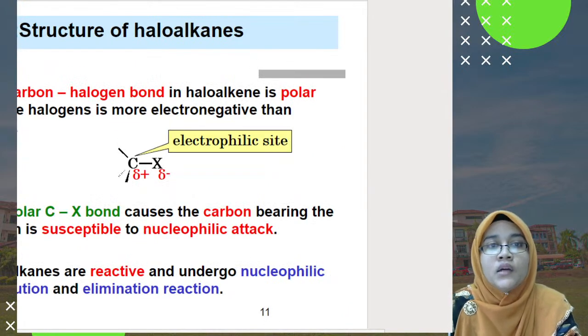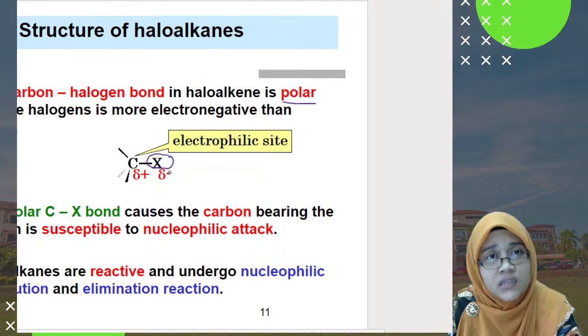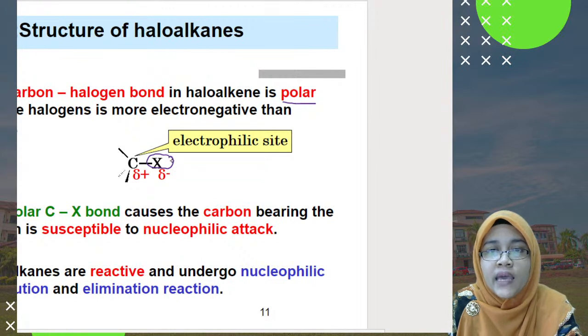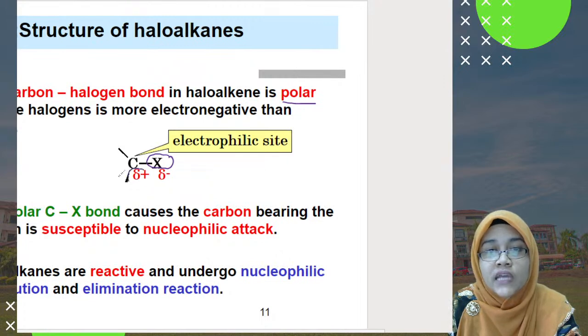Alright. So the structure of haloalkane. Actually the carbon-halogen bond is polar because the halogen is electronegative. This halogen is located in group 17, that's why it's very electronegative, and it pulls the electrons towards it, meaning that this side has a rich region of electron. So the carbon bonded to the halogen is a poor region of electron, so this carbon is an electrophilic site.